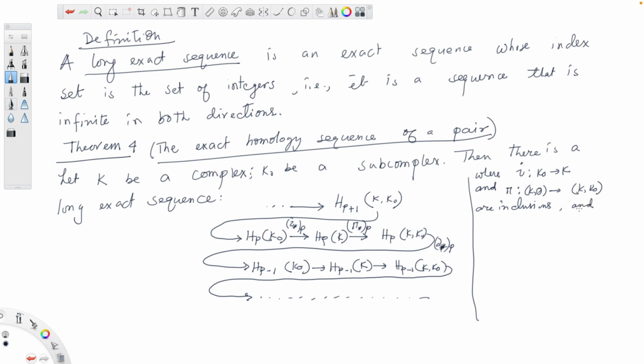These are inclusions. And delta star at P is the induced boundary operator, or induced homology boundary homomorphism that we constructed or talked about a while ago. The homology boundary homomorphism.